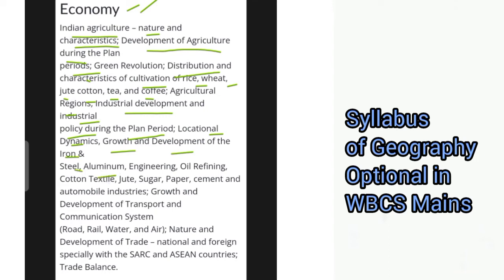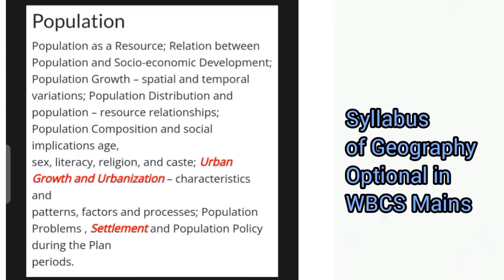steel, aluminium, engineering, oil refining, cotton textile, jute, sugar, paper, cement and automobile industries, then growth and development of transport and communication system, nature and development of trade, national and foreign, especially with the SAARC and Asian countries, trade balance. Paper 2 Group A ends with this topic of population.